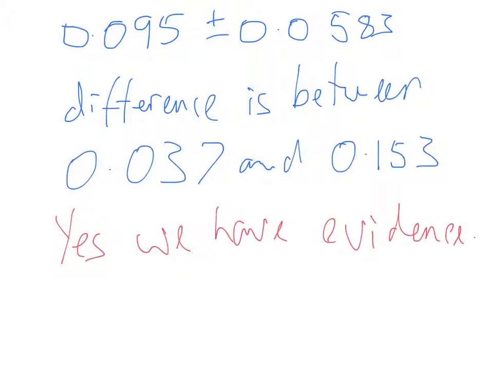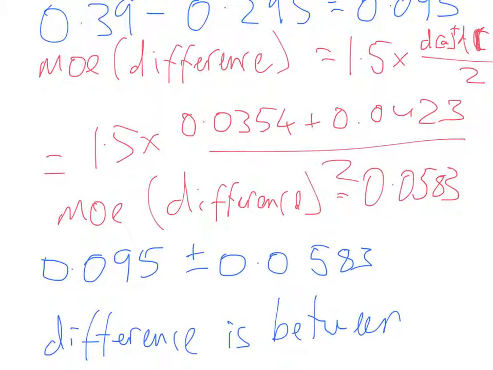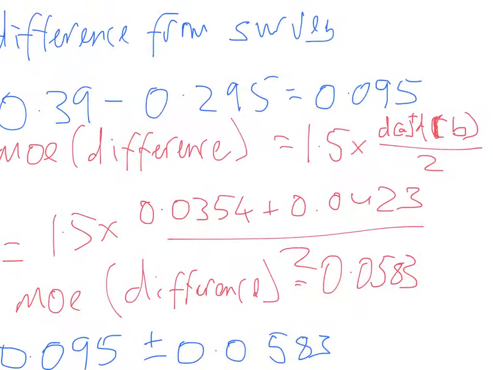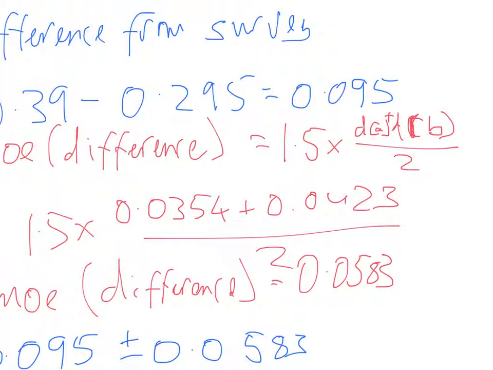But basically, that's how we do it. We go through, and the key thing is this right here, that the margin of error for the difference is 1.5 times the difference of A plus the difference of B, divided by 2. I hope that was helpful.